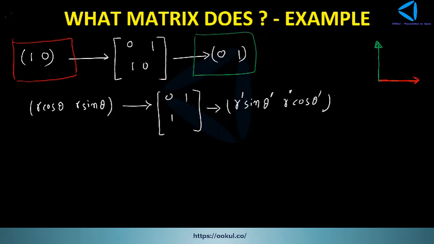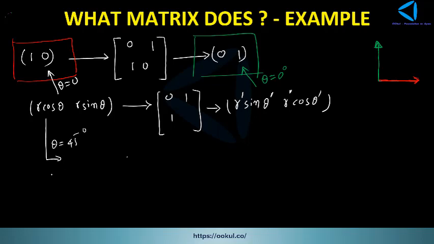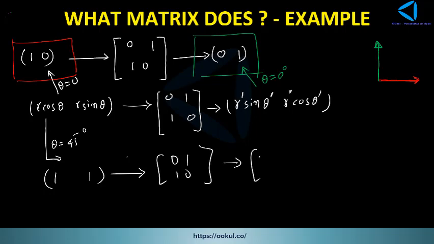So here, if we compare to the previous one, you have theta equal to 0 degree. If we take another example, say theta equal to 45 degree, then here it will be 1 1. If we give 1 1 to the matrix 0 1 1 0, then it will emit 1 1, right?